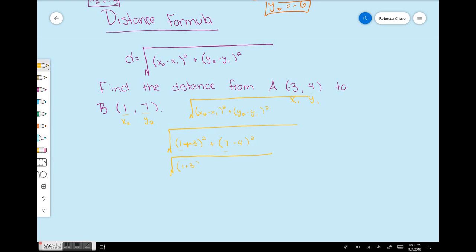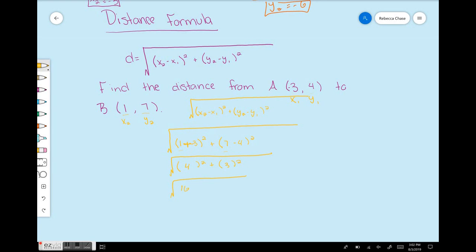Okay, so I'm going to do what's in the parentheses first. So I've got 1 plus 3 squared plus, and then 7 minus 4. Oh, why did I not change that to a 4? Okay, so 1 plus 3 is 4. Plus 7 minus 4 is going to be 3, and we've got that squared.